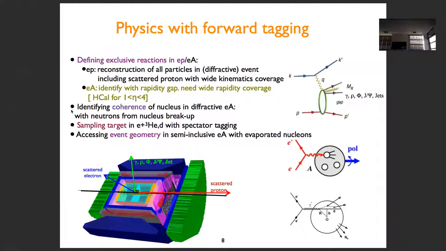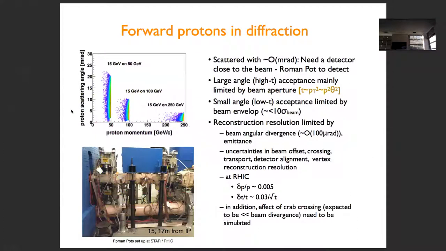And there's another thing: we can have some way of accessing the event geometry in the semi-inclusive eA. I will briefly show that when I get to it. So let me try to go quickly on the forward protons.